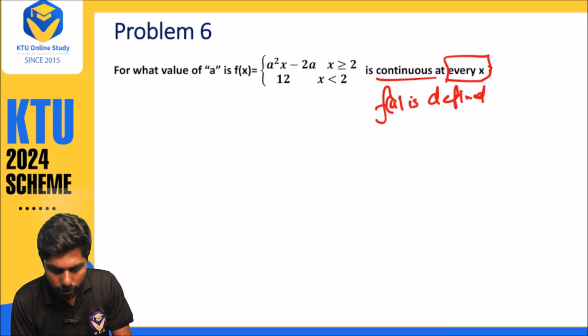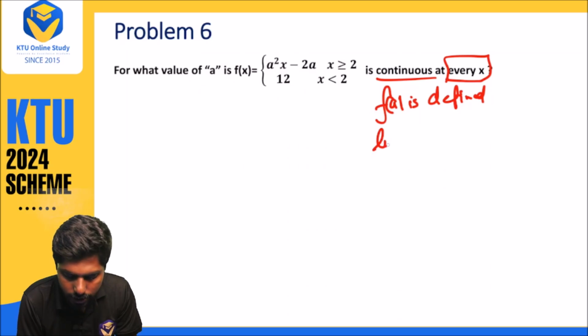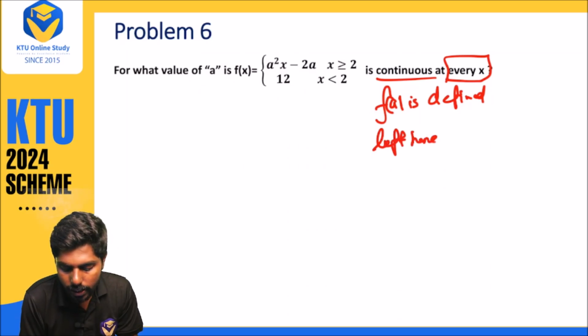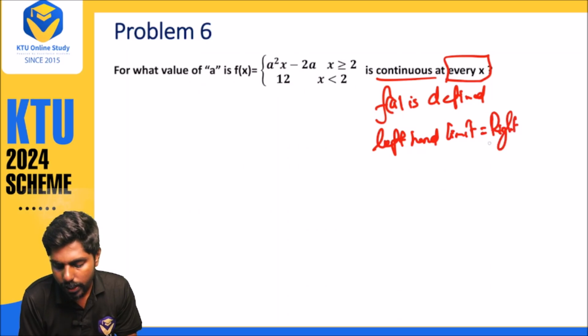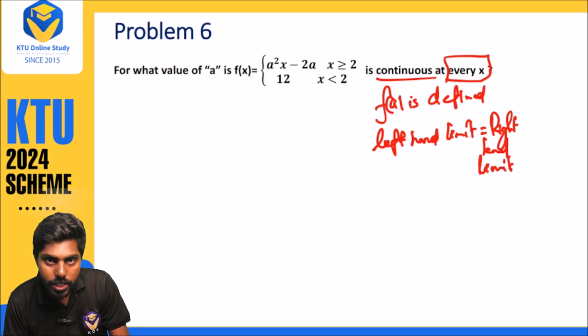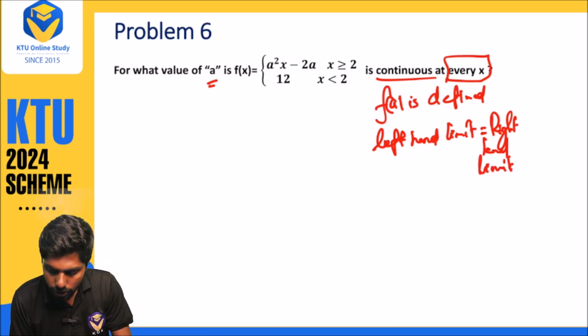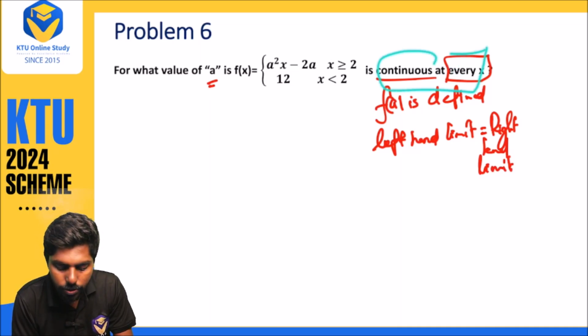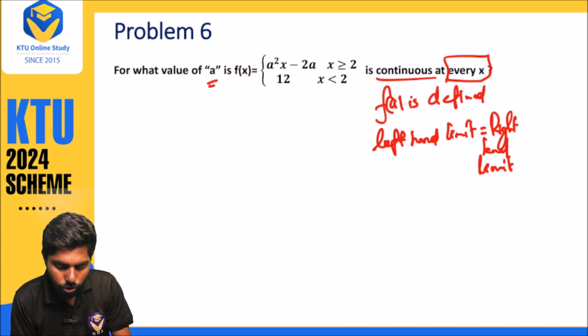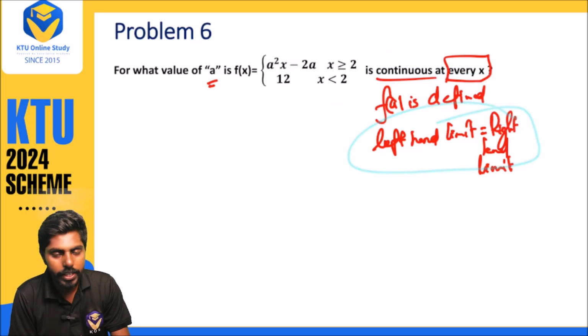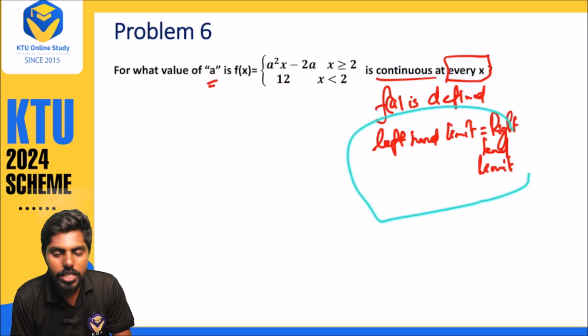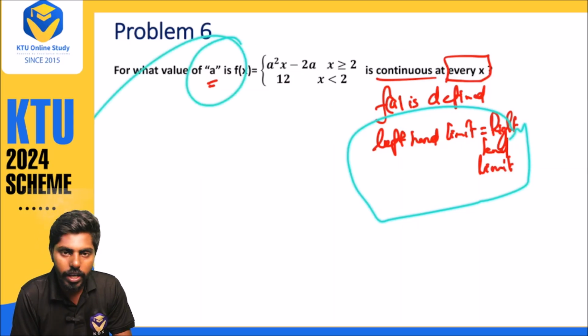We know the first condition. We know the second condition. What is the second condition? Left hand limit is equal to right hand limit. So this is our second condition. Using the second condition, we can find the value of a. This is the step you want to know. Here they are saying that it is continuous at every x. So we know that f of a is defined and the left hand limit is equal to the right hand limit. So using left hand limit equal to right hand limit, we can find the value of a. So this is the procedure.